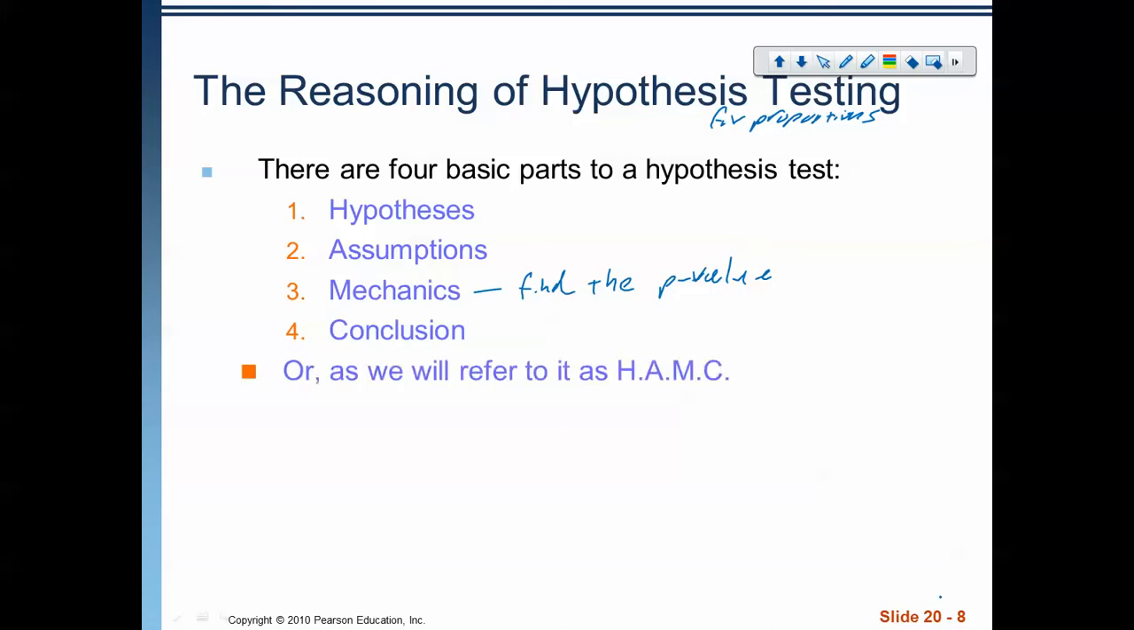And a kind of way to remember that would be hammock, a nice little hammock, right? So that's how I will refer to it from now on, is our HAMMOCK: our hypothesis, assumptions, mechanics, and conclusion.